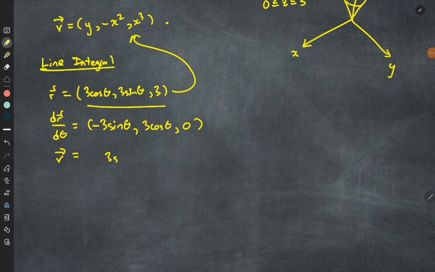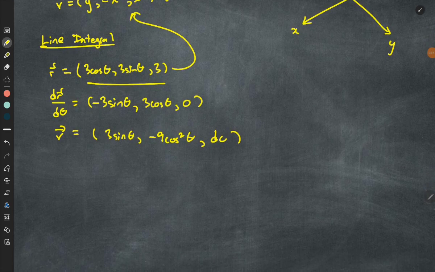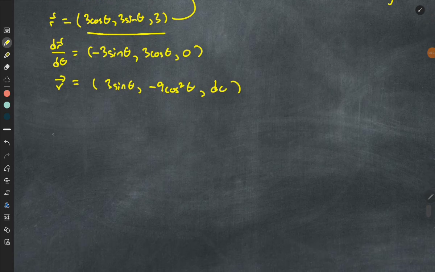y is just 3 sine theta. Negative x squared is negative 9 cosine squared theta. And we don't care about the z term. The reason for that being that we're eventually gonna dot these two values, and if the z component of the derivative is 0, then it won't matter what the z component of our vector field is, because it's just gonna zero out.